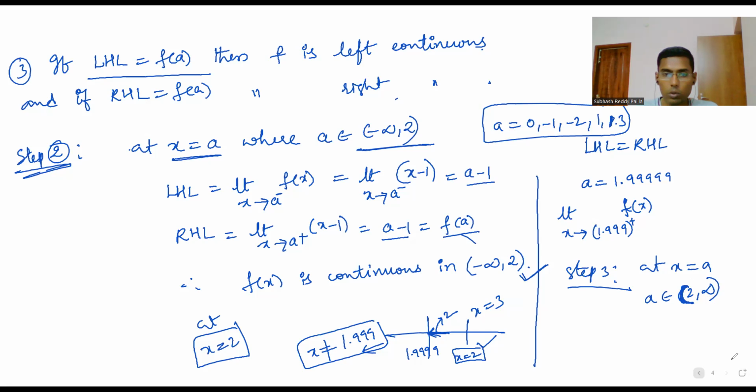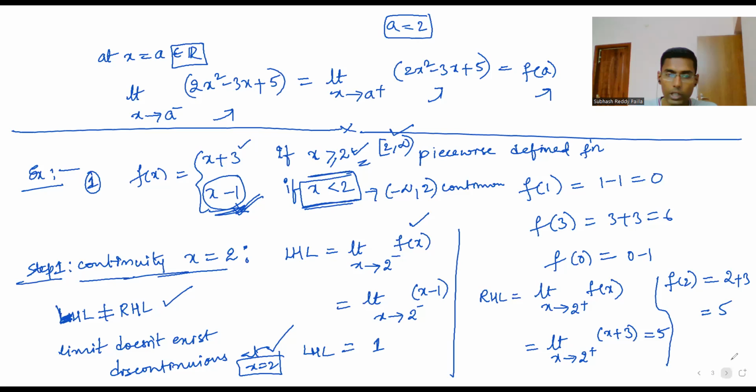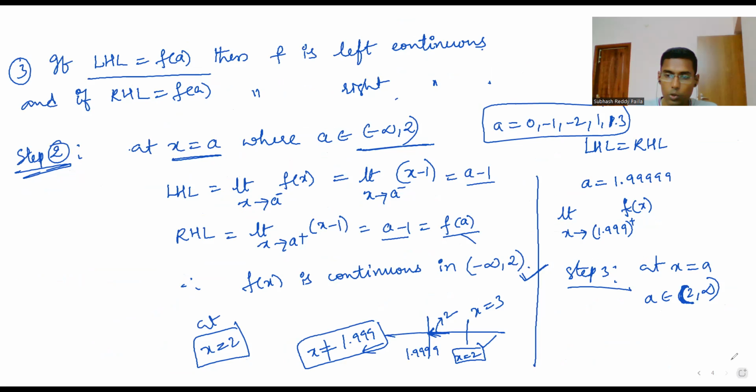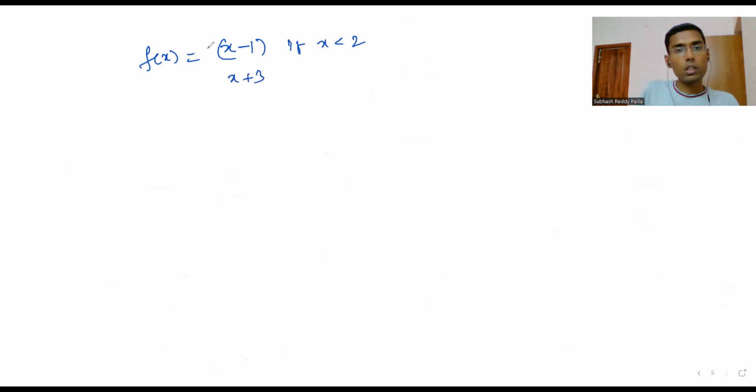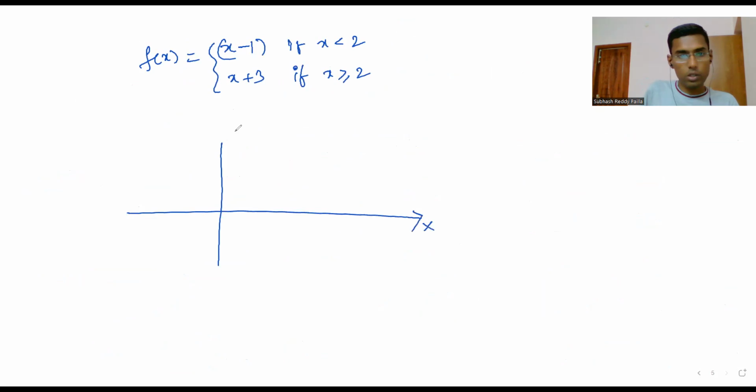So now let's go. Here I will show you now x plus 3, x minus 1. I'll show its graph. So this is f of x. I'll write it like this: x minus 1 if x is less than 2, and x plus 3 if x is greater than 2. Let's draw its graph, just to show you so that you can understand better.